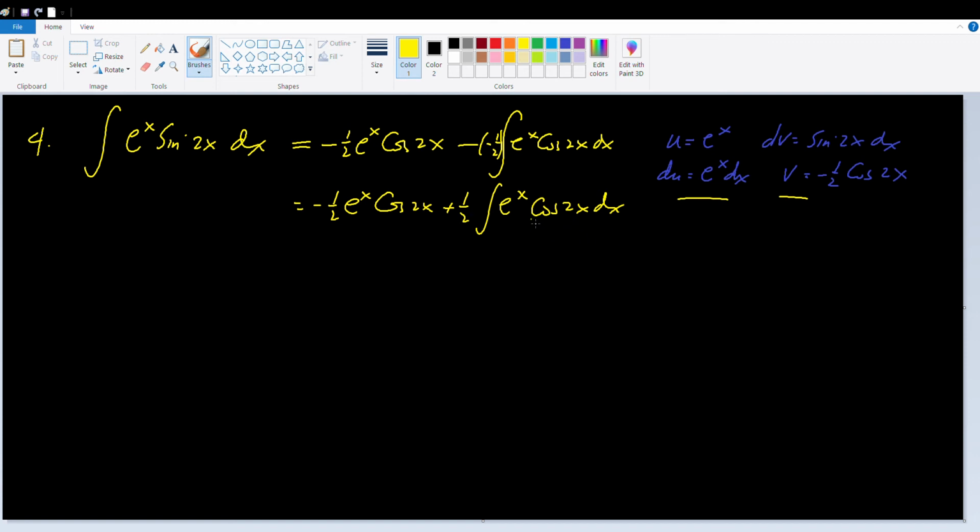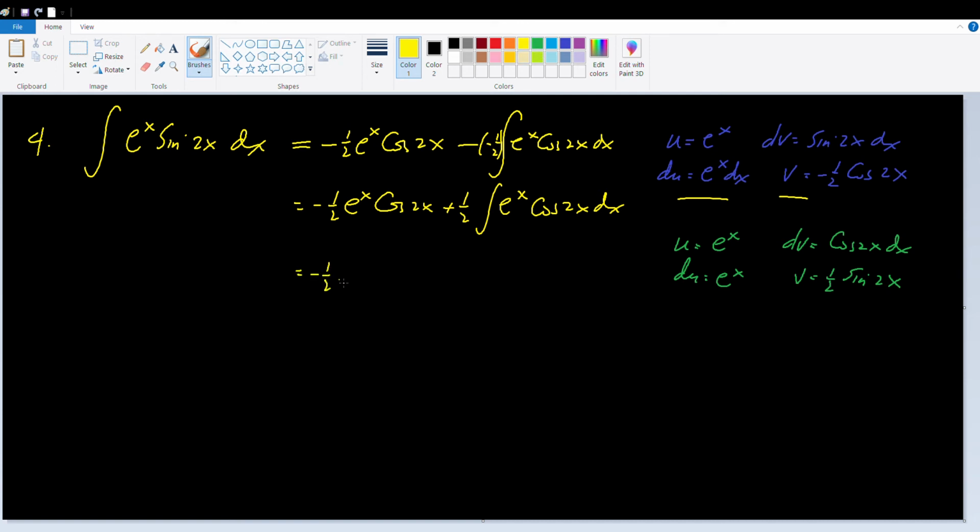So if we are going to apply once again integration by parts to this integral, cosine will return back to sine. So let us see what will happen. Our u is e to the x, and dv now is cosine 2x dx. du is e to the x, and v is the integral of cosine 2x dx, which is 1/2 of sine 2x.